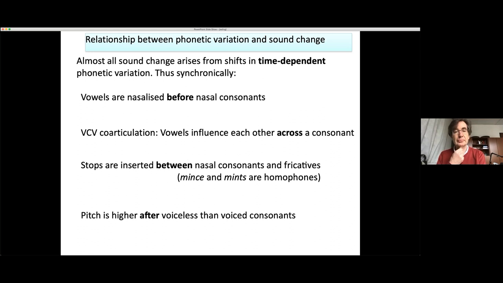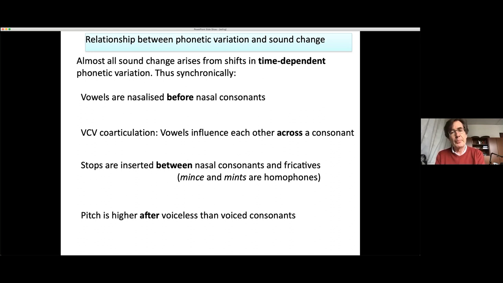Now, it's probably true to say that almost all sound change arises from shifts in time-dependent phonetic variation. What I mean by that is that it's usually some events in time after X or before X, which cause in the long term X to change.